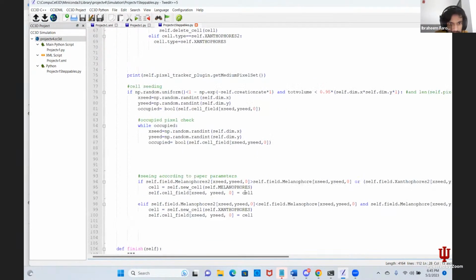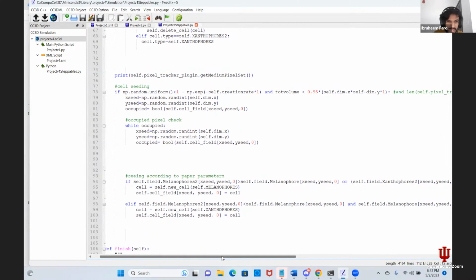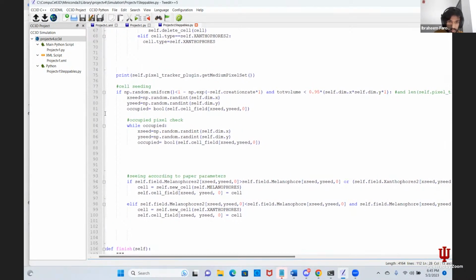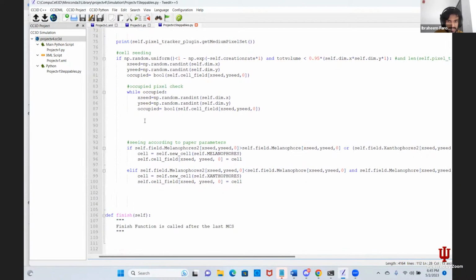Okay. So I recognize that the cell seeding is at the end of our steppables, but it's probably the most important thing to start with. The way our new cell seeding works is we are no longer looking at concentrations of UVW. Instead, we are looking at distance and interactions between other melanophores and xanthophores, which is the information that we get from these new short-range melanophore and long-range melanophore cell fields. So the first thing we need to check is that there are two different conditions that will yield the generation of melanophores.